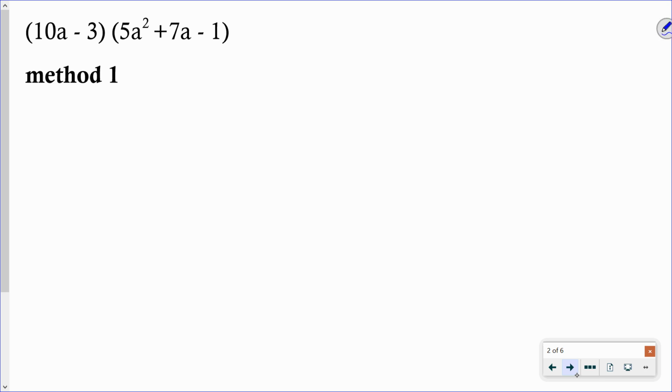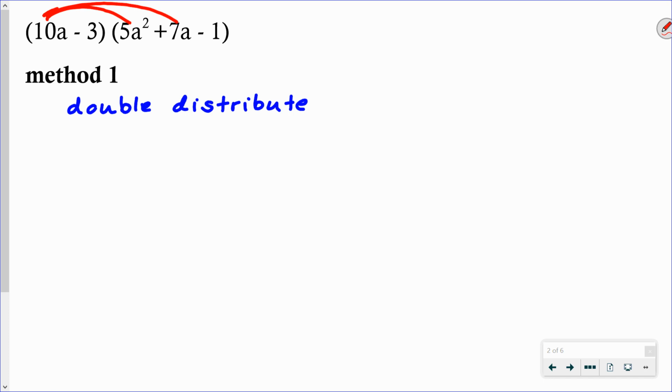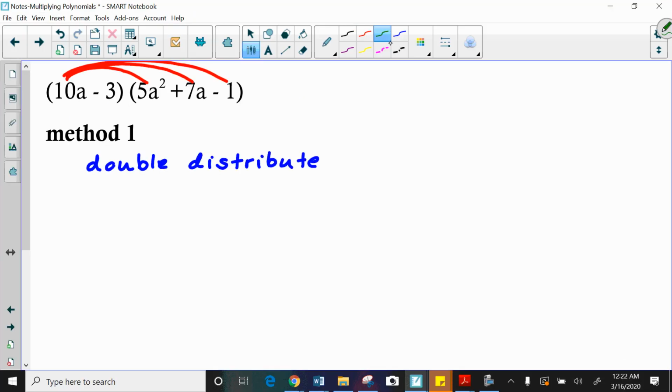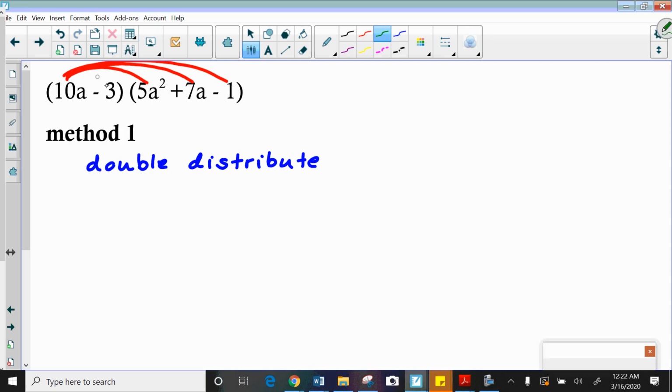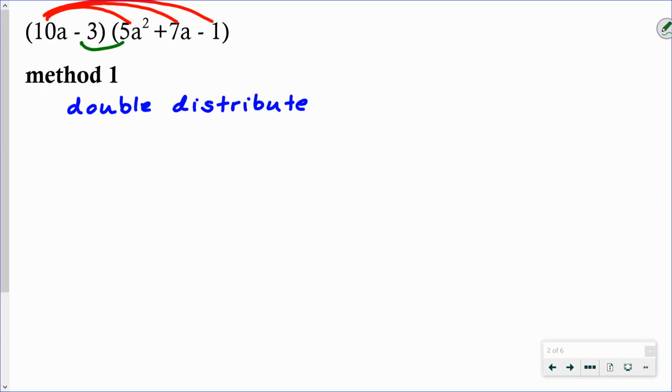So method one, I am going to call the double distribute method. I hope that terminology makes sense to you, because basically what we are doing is distributing. First I'm going to take the 10a and distribute that, and then second, I'm going to take the negative 3 and distribute that. So I'm going to have a lot of different terms that eventually I'll have to combine.